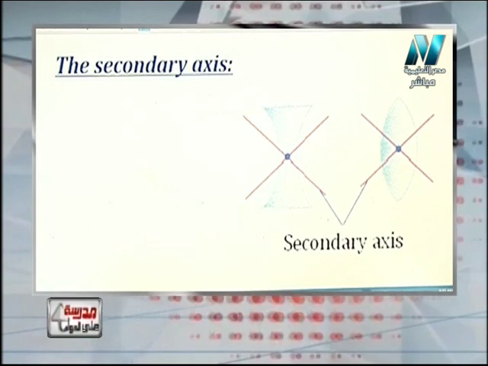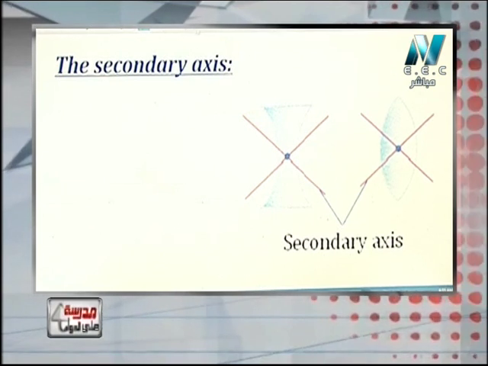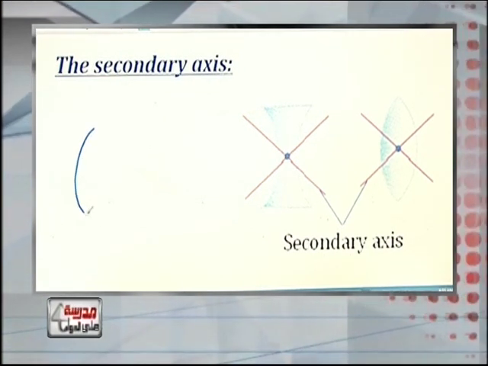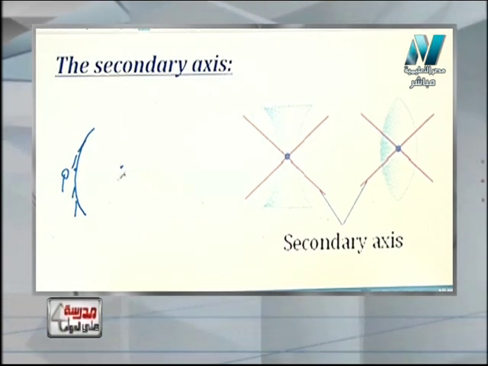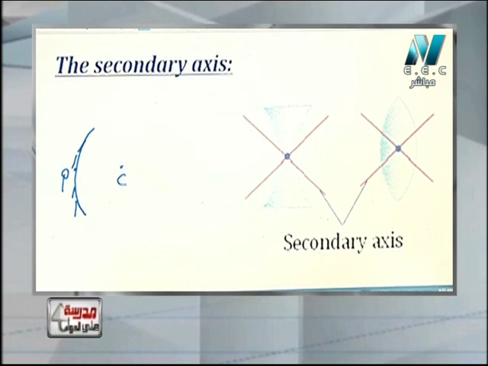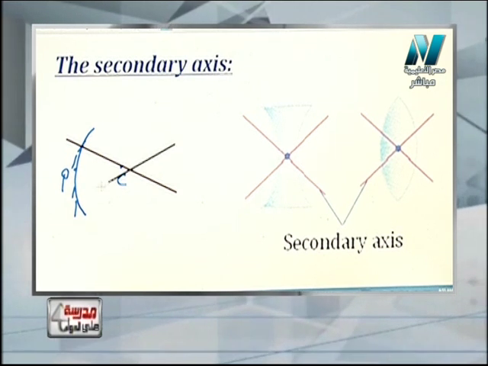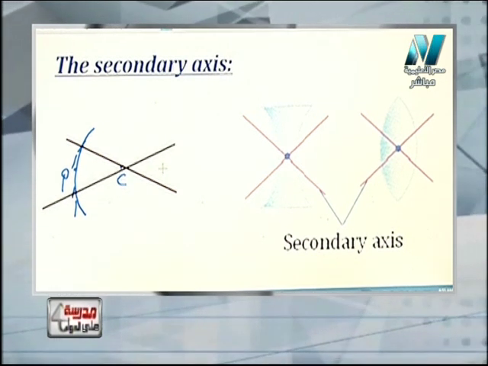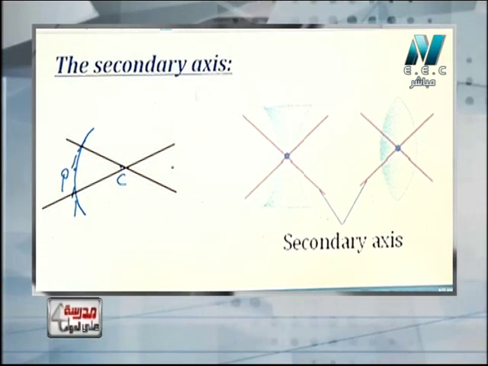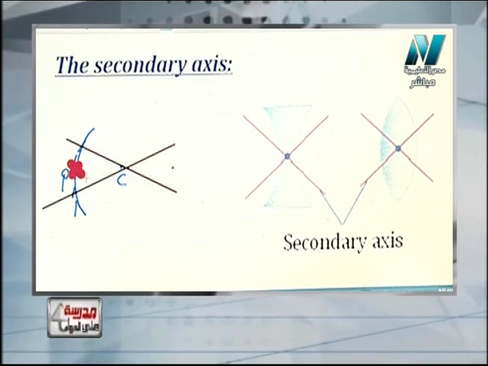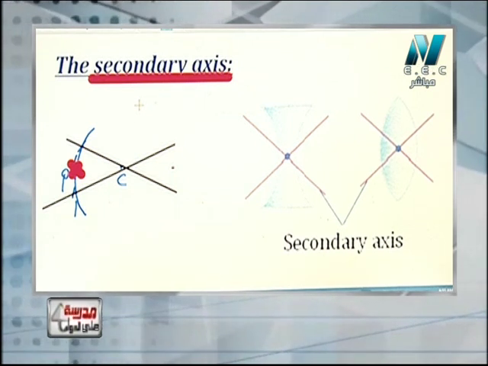Secondary axis, and this definition is the last definition in this episode, dear students. We have a secondary axis in the spherical mirror. Here P, and here we have C. So the secondary axis is any straight line that passes through the center of curvature and any point on the mirror except the pole. So we have an infinite number of secondary axes in the spherical mirror.